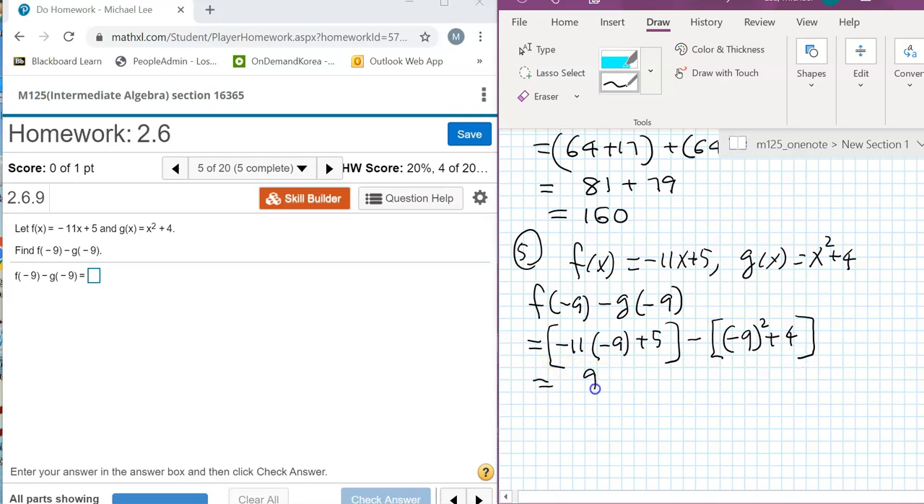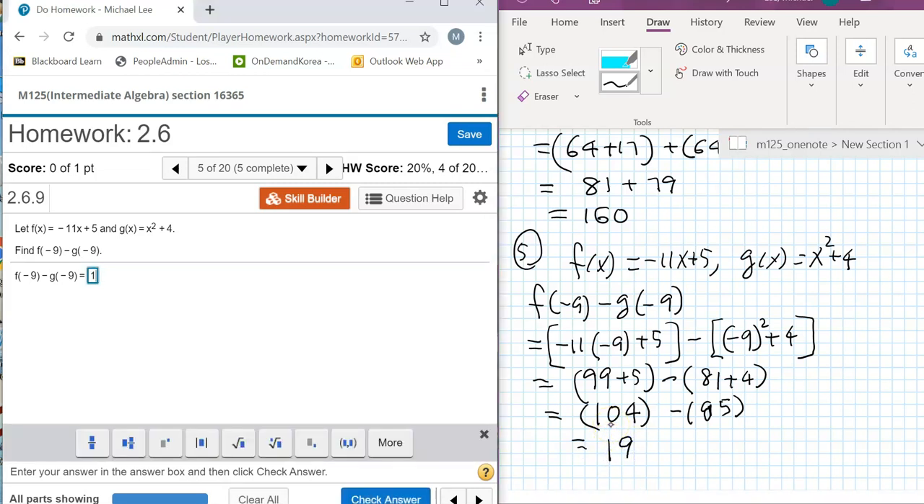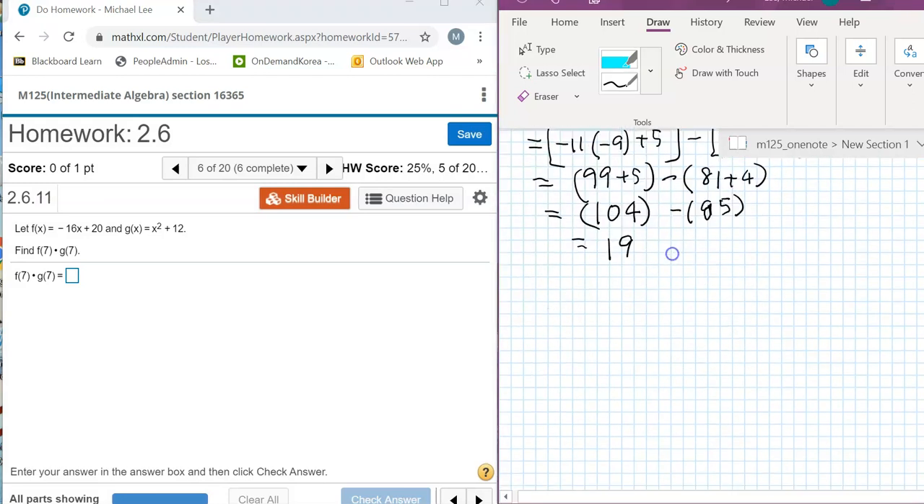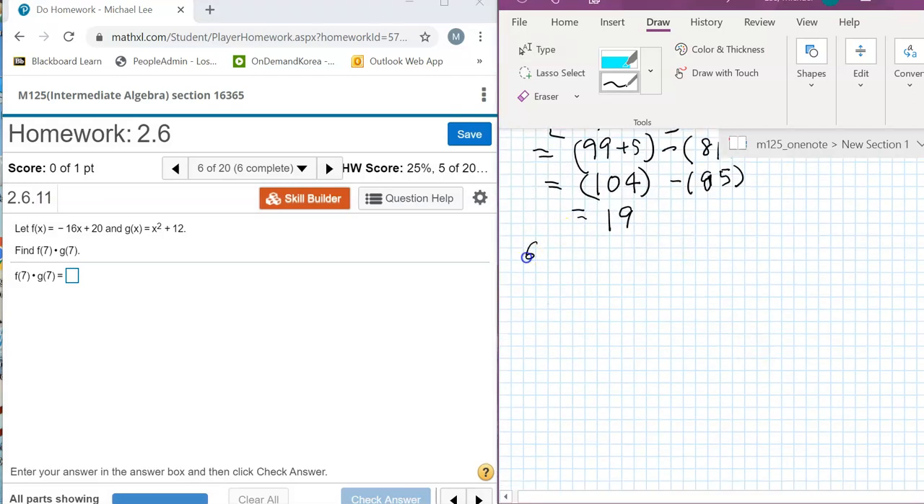So this is positive 99 plus 5 for the first part, minus 81 plus 4. So this is 104 for the first, subtract 85. Okay, so that looks like 19. So the value is 19. Okay, let's look at the next one, which is number 6.